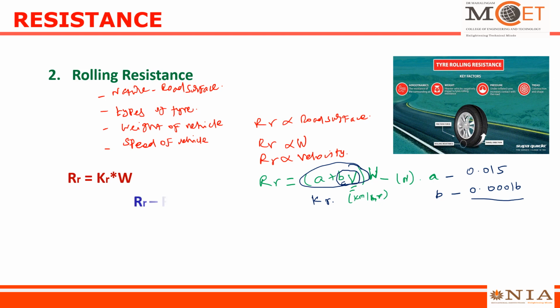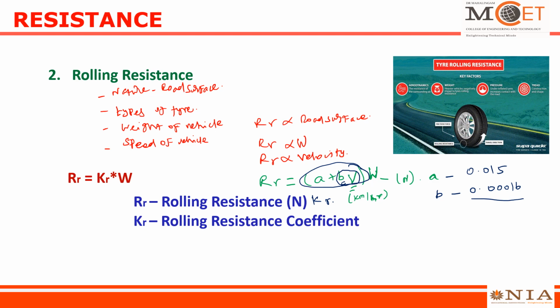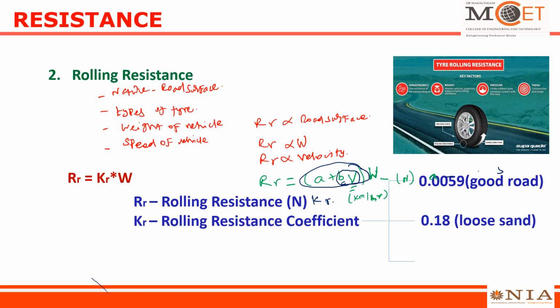Here Rr is rolling resistance measured in Newton, Kr is the rolling resistance coefficient. We may get the rolling resistance coefficient as 0.0059 for good road surface, 0.18 for loose sand, 0.015 for average type of cars.